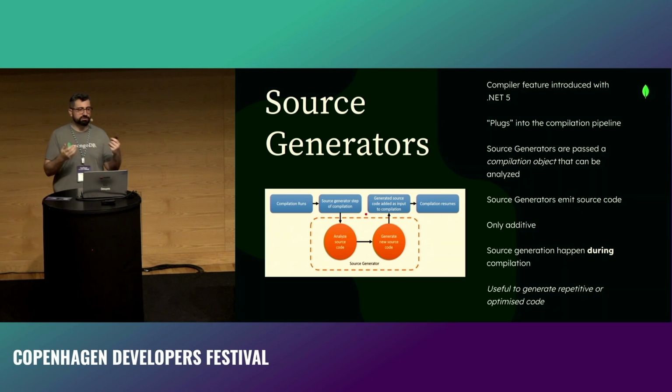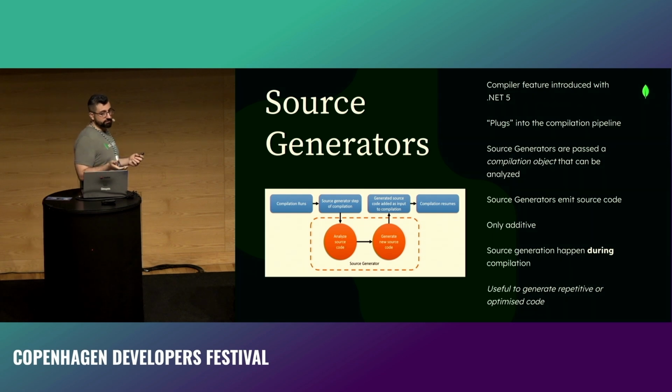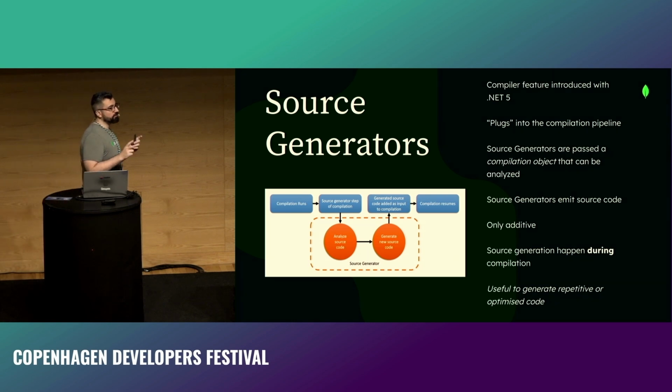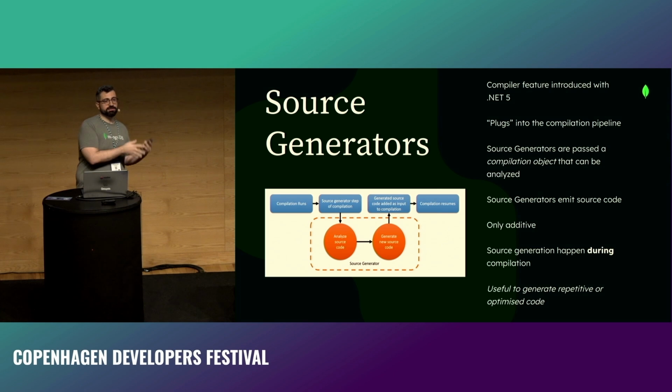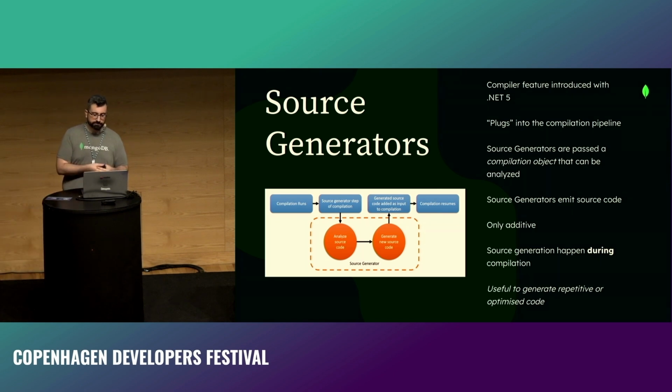And after this process has been done, then the compilation resumes. So essentially, source generators can emit source code. There are two biggest differences between source generators and weaving. First of all, source generators are part of the compilation pipeline. So they are inside the compilation, while weaving is something that happens after the compilation.